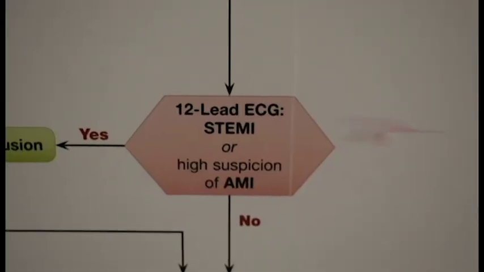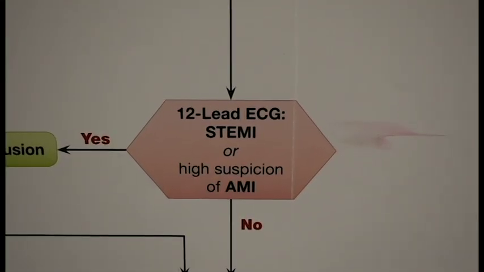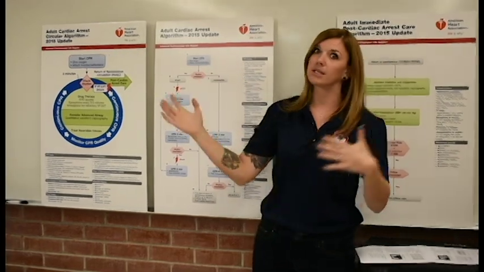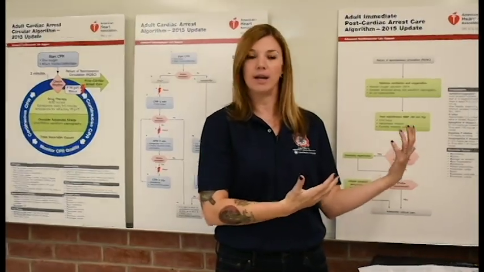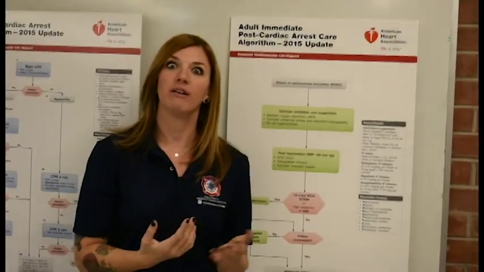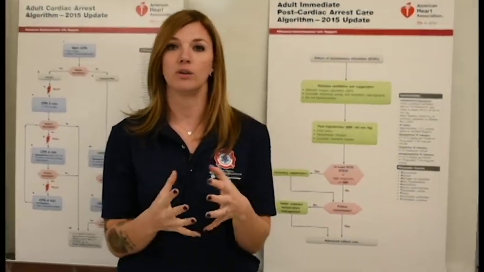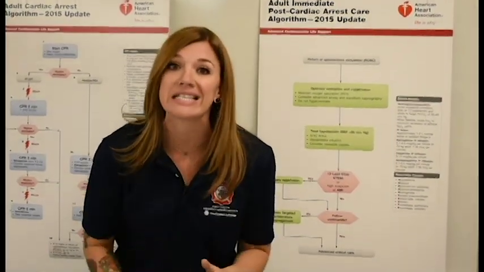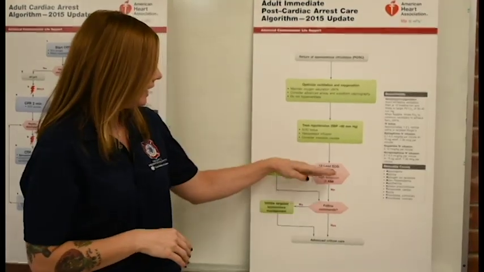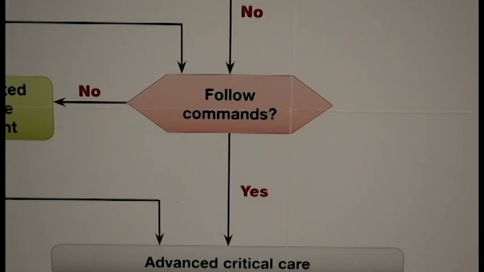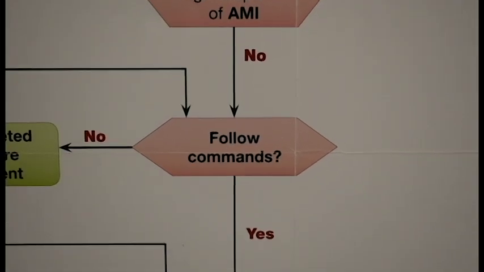Then we come down here, you want to do a 12 lead. You want to make sure your patient didn't code in the first place because they are having a STEMI, okay? So we want to make sure we get a 12 lead. If that's going on, then you want to make sure you get your patient to the appropriate facility, all right? If they are not having a STEMI, then we want to check to see, are they able to follow commands?